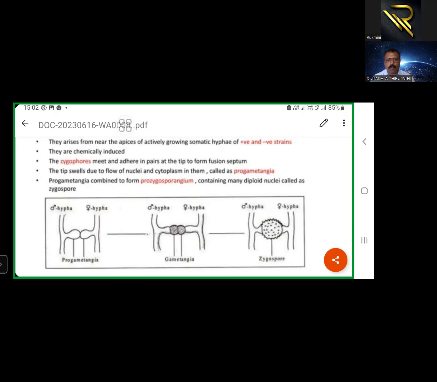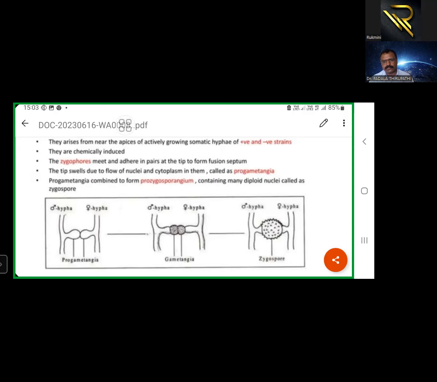The two gametangia come in contact with each other. At the point of contact, their walls will be ruptured or dissolved. Due to this dissolution, their contents will be mixed with each other. As a result, one structure will develop that is called a zygospore, which is a round-shaped or sphere-shaped structure.